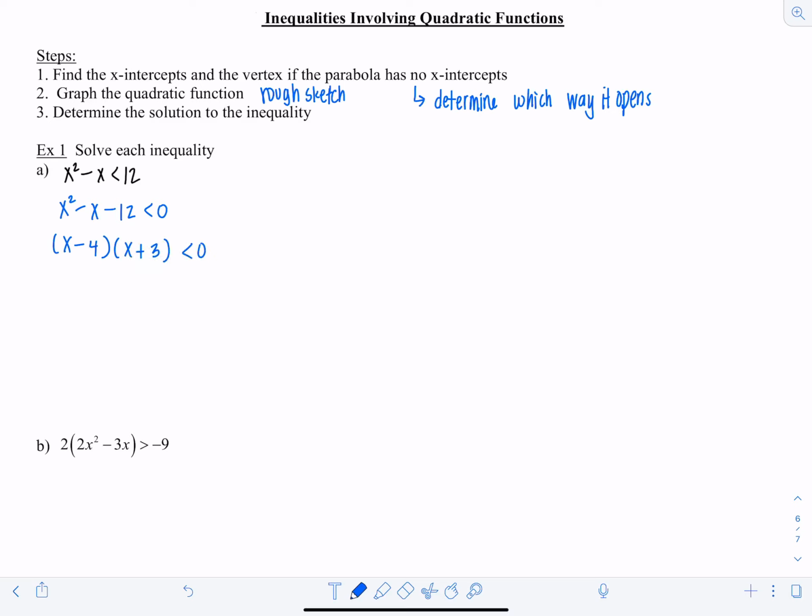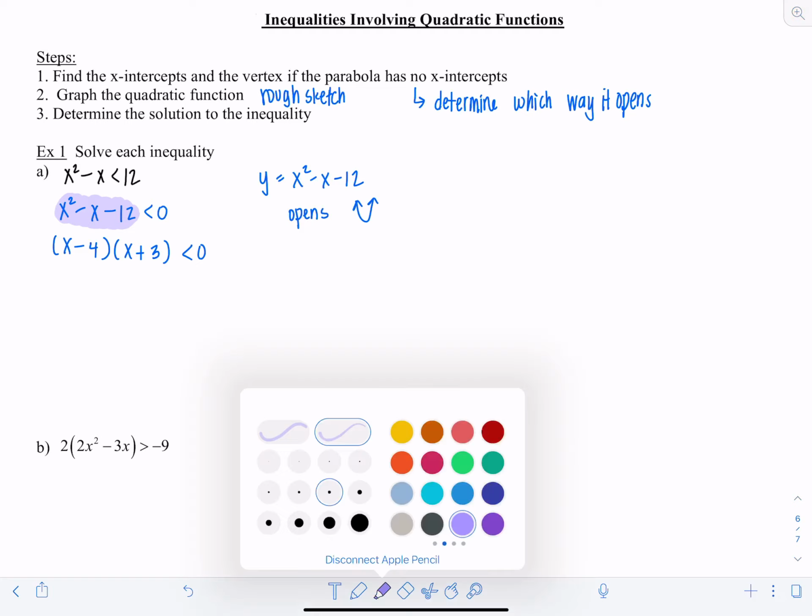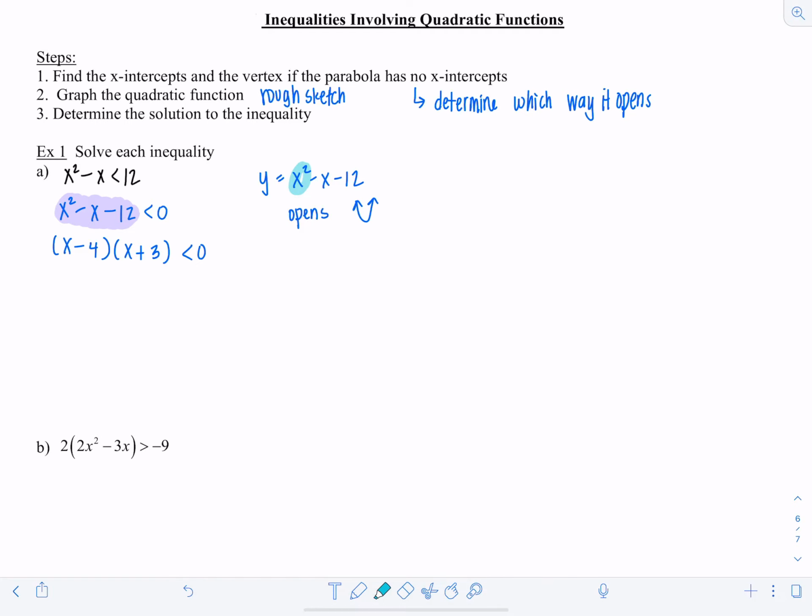So this parabola right here that we're looking at, x squared minus x minus 12. Let me ask you this. Which way is it opening? Is it opening up or down? It opens upward. How do we know? Because the coefficient of the quadratic term, the coefficient of x squared, is positive. Okay, that's going to be really important to solving this inequality.